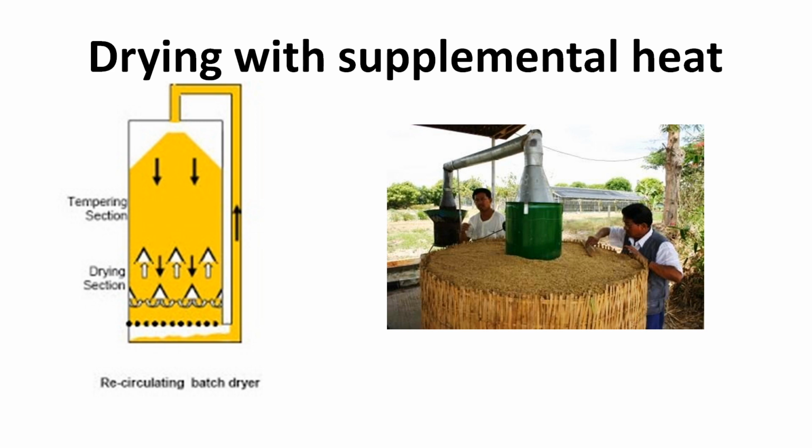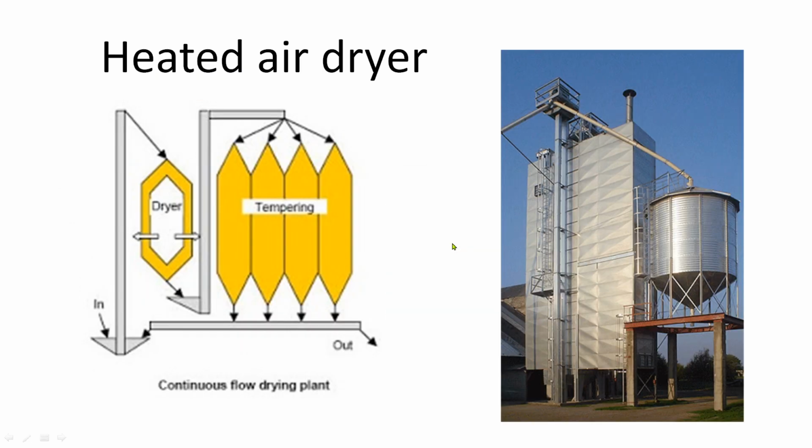In order to reduce such a problem, we use another type of drying method, which is drying with supplemental heat. You can see here a white arrow and a black arrow. The white arrow indicates normal natural air, and the black arrow indicates supplemented heated air. In this process the natural air is heated by 10 to 20 degrees Fahrenheit. And right here you can see a traditional type of mechanical drying with supplemental heat, which is used in Tamil Nadu Agriculture University, Coimbatore.